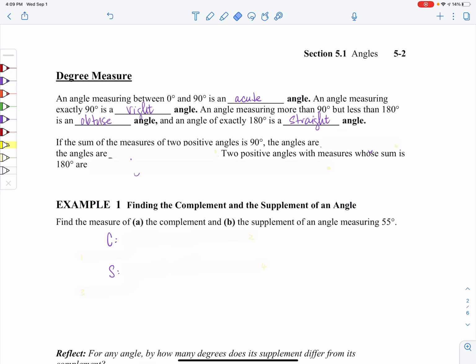If the sum of the measures of two angles is equal to 90 degrees, we say that those angles are complementary, or you could say that the angles are complements of each other. That's two different ways to say the same thing. If I have two angles whose sum is 180 degrees, they are supplementary, or you can say that those angles are supplements of each other.